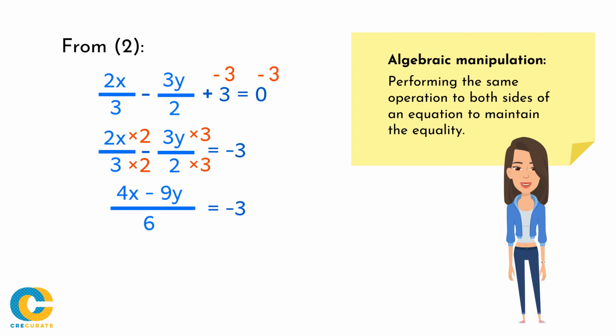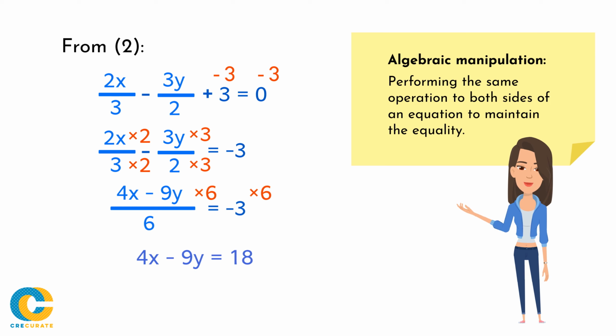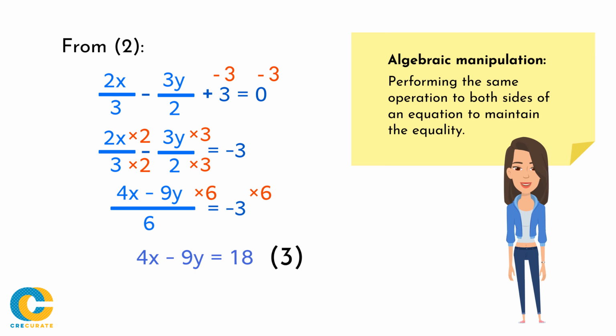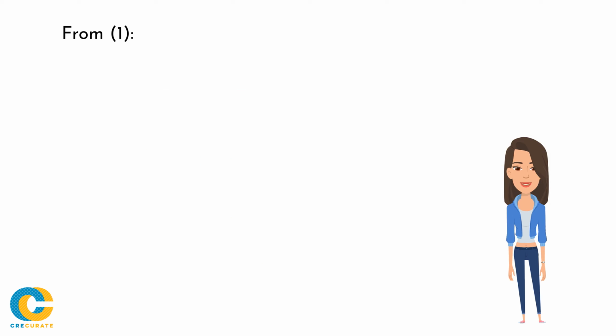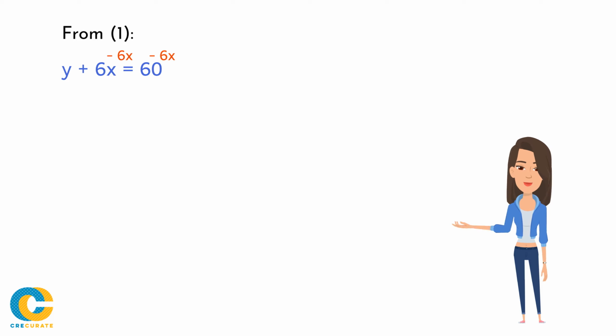To get rid of the 6 in the denominator, we simply need to multiply both sides of the equation by 6. We can now label this equation 3. Now we look at equation 1. We notice that the coefficient of y is 1, so it is easy to make y the subject by subtracting 6x from both sides of the equation.